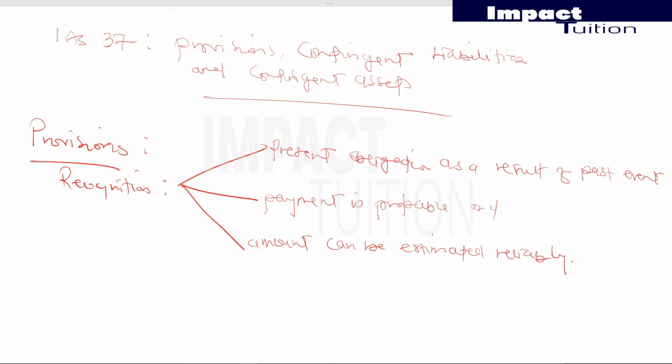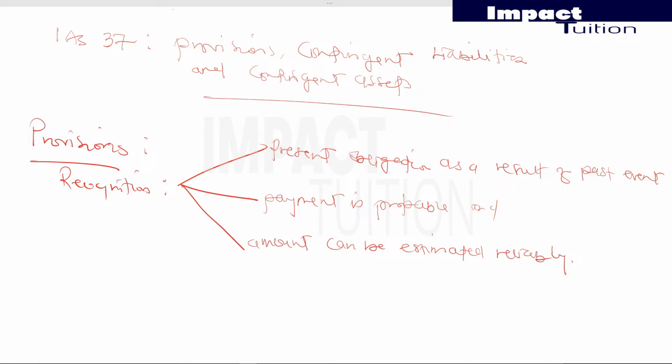Before we can recognize a provision, we must meet these three things. Because it is a type of liability, it must be a present obligation as a result of a past event. And the payment must be probable, which is, it is more likely we will pay than not. Then the amount must be estimated reliably. When these three things are met, then we can have a provision recognized in our books.